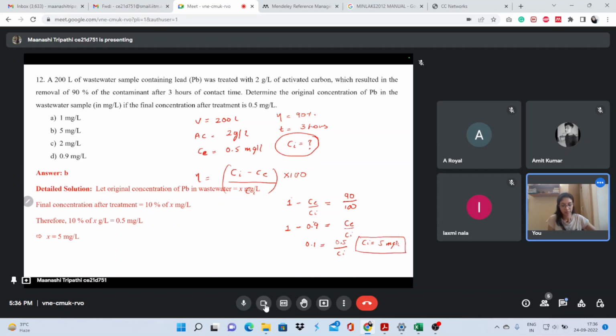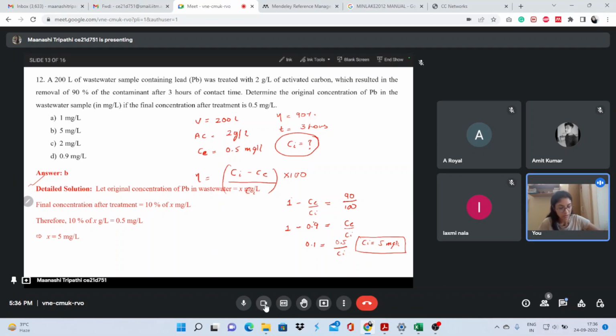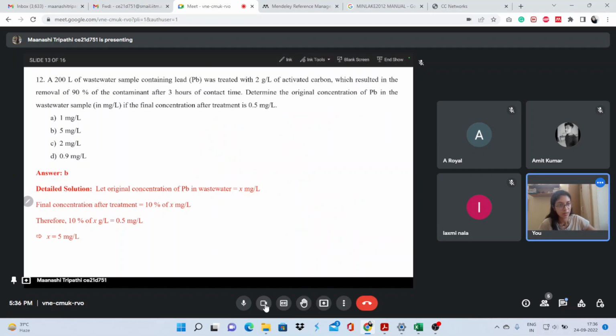Okay. This same thing is written here. You can follow any of the methods. Same thing is written, just the writing language is different. I'll erase it so that you can understand. Okay. We'll see next question now.